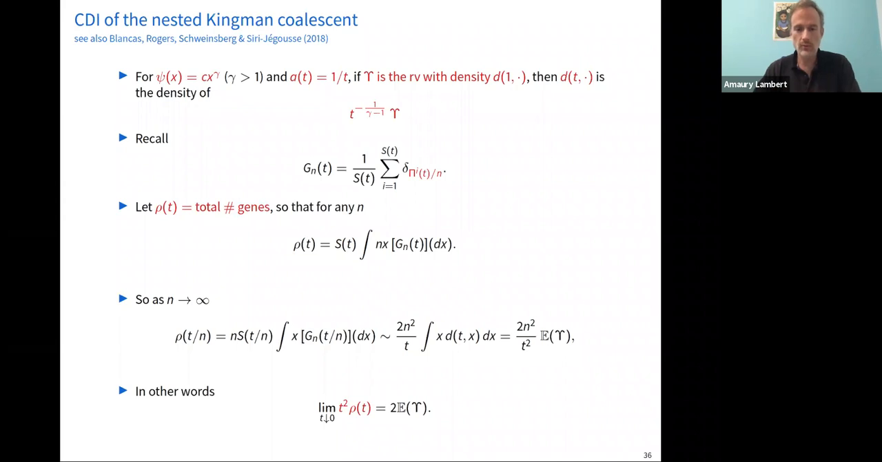And this constant was also computed numerically by the other authors of the paper that is mentioned on top of the slide. So here, the result is not so surprising, because you have of the order of 1 over t species at time t, of the order of 1 over t genes in each species at time t, and so you have of the order of 1 over t squared genes in total at time t.